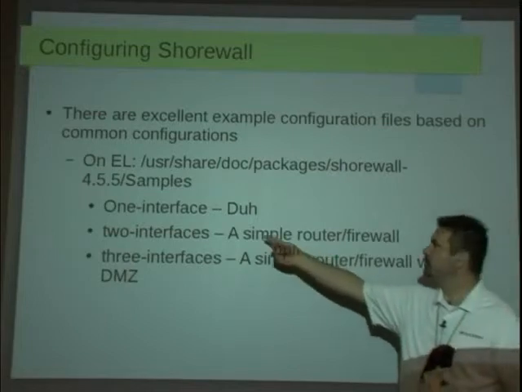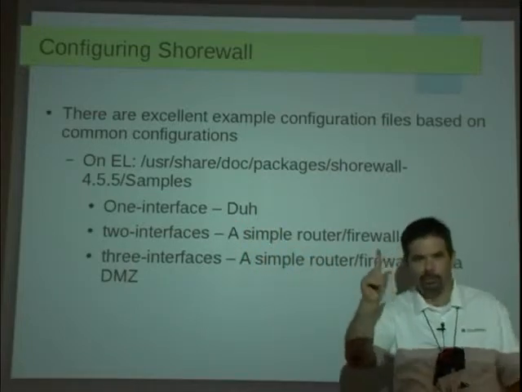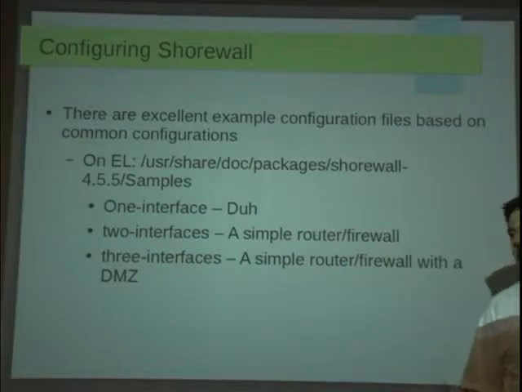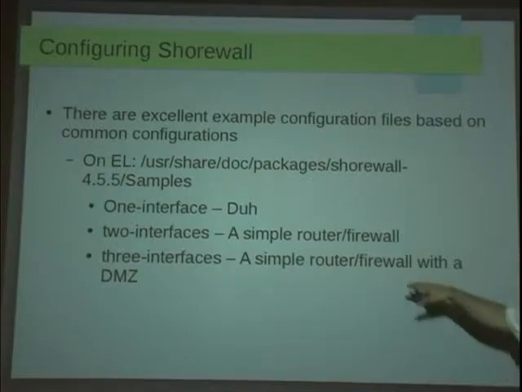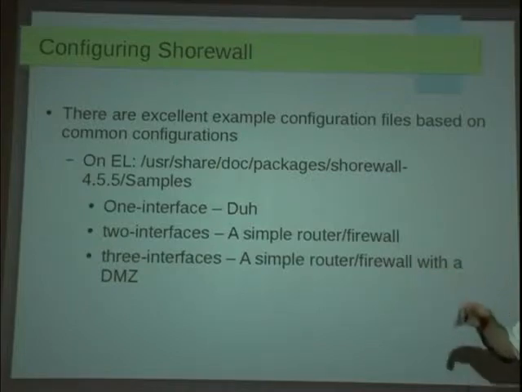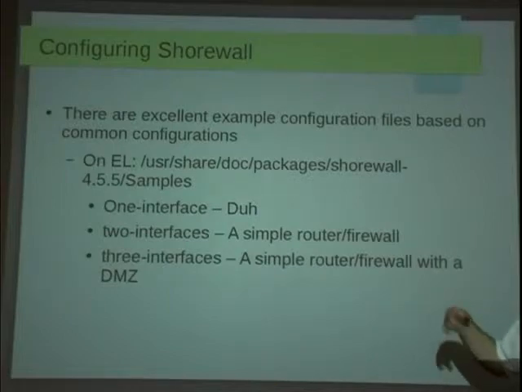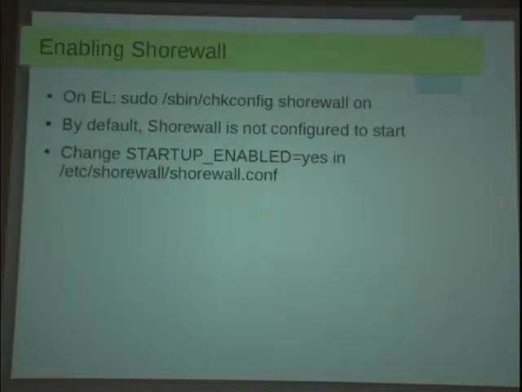So one interface, duh. That's a machine with one connection. That could be your one machine that's connected to the internet. If you have two interfaces, then you have one machine that's connected to the internet, and you have a local network that's connected to that machine. And for three interfaces, the example has a net zone, a local zone, and then a DMZ. But you could take that DMZ example and apply it to your public Wi-Fi or your VPN, and that sort of thing, and then start from there. You can add more interfaces and go. Okay.